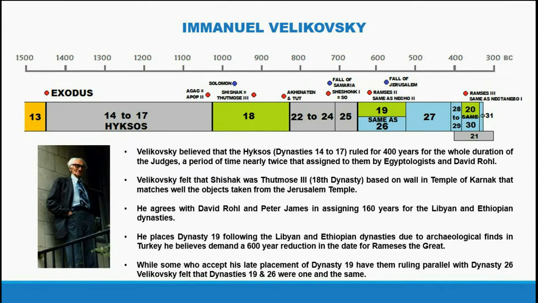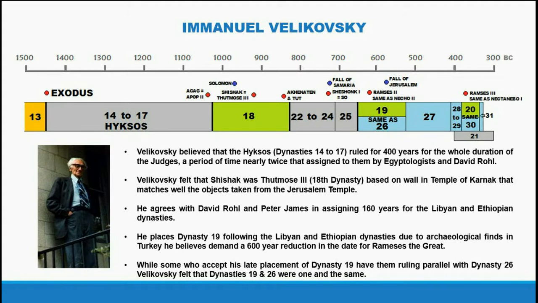Immanuel Velikovsky believed that the Hyksos, Dynasties 14 to 17, ruled for 400 years, for the whole duration of the judges, a period of time nearly twice that assigned to them by Egyptologists and David Rohl. Velikovsky felt that Shishak was Thutmose III of the 18th dynasty, based on a wall in the Temple of Karnak that matches well the objects taken from the temple in Jerusalem. He agrees with David Rohl and Peter James in assigning around 160 years for the Libyan and Ethiopian dynasties.